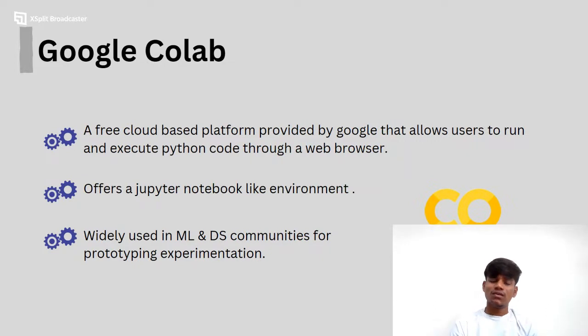Next, it is widely used in ML and DS communities, where ML means machine learning and DS means data science, for prototyping and experimentation. If you want anything to be deployed, then we have to build a prototype, right? So in machine learning and data science, we use these types of sources or nuts and bolts more.